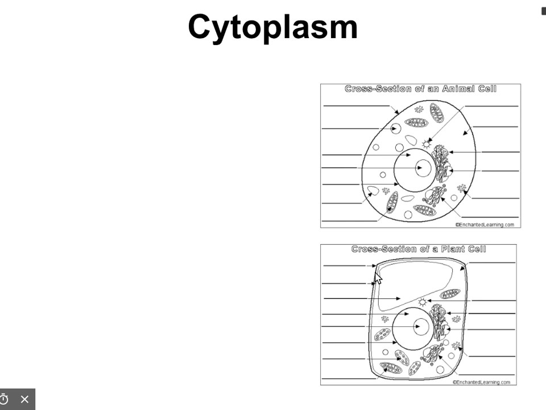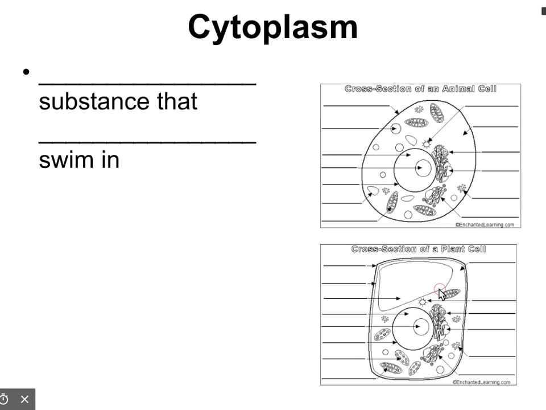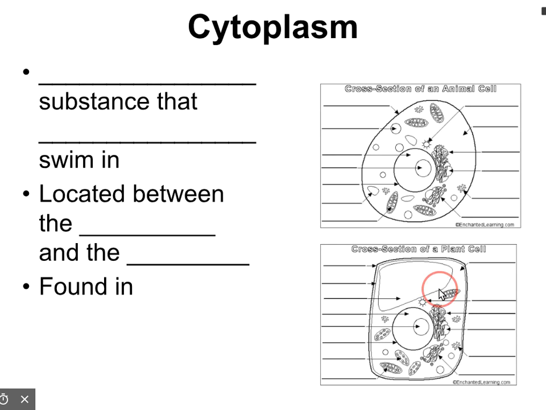Cytoplasm fills up this area, and it's all this white space in here. This arrow right here points to the cytoplasm. Here's the cytoplasm here. And it's a jelly-like substance that the organelles swim in. And by jelly-like, think about grape jelly.